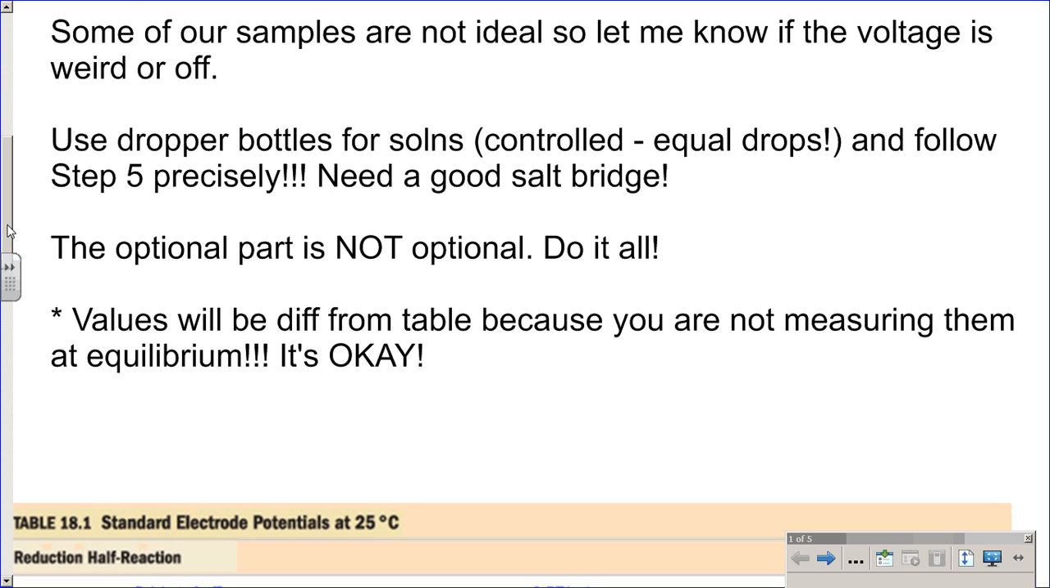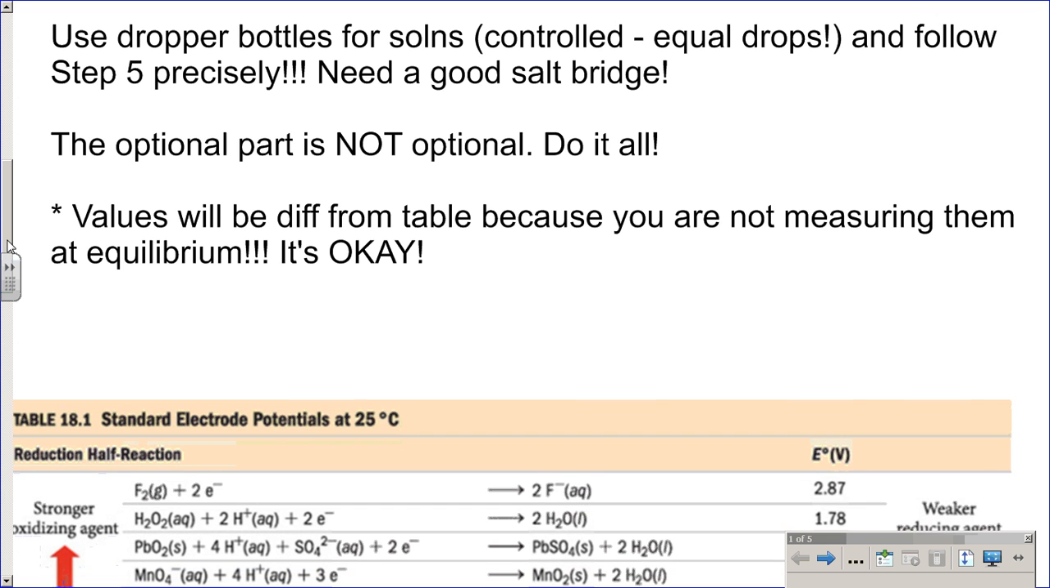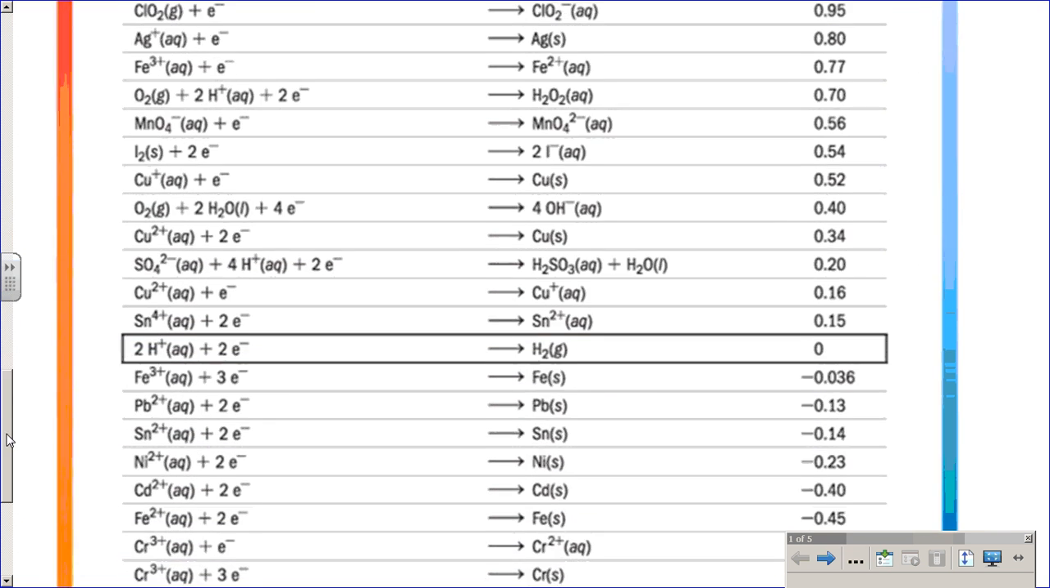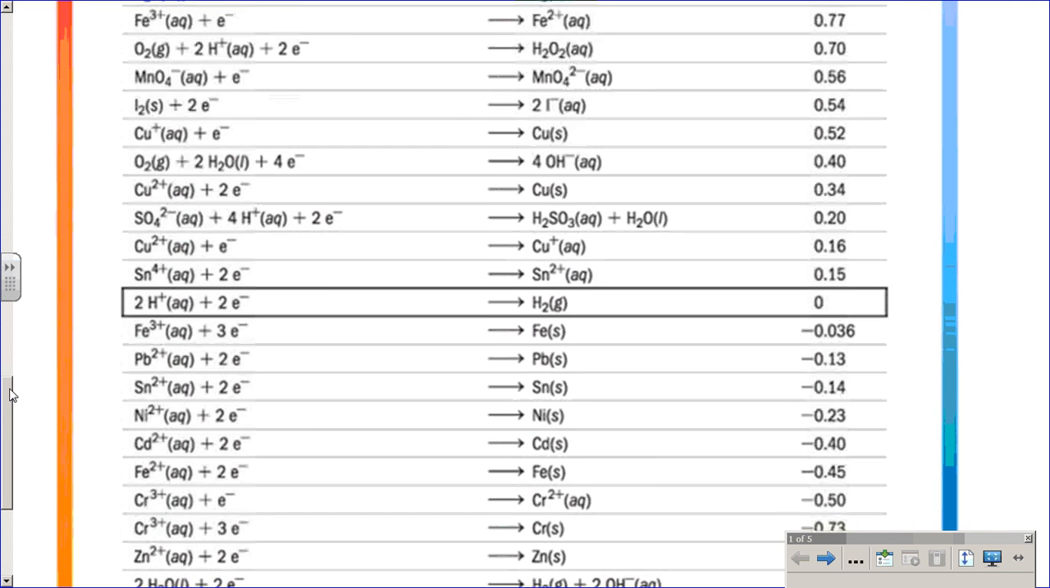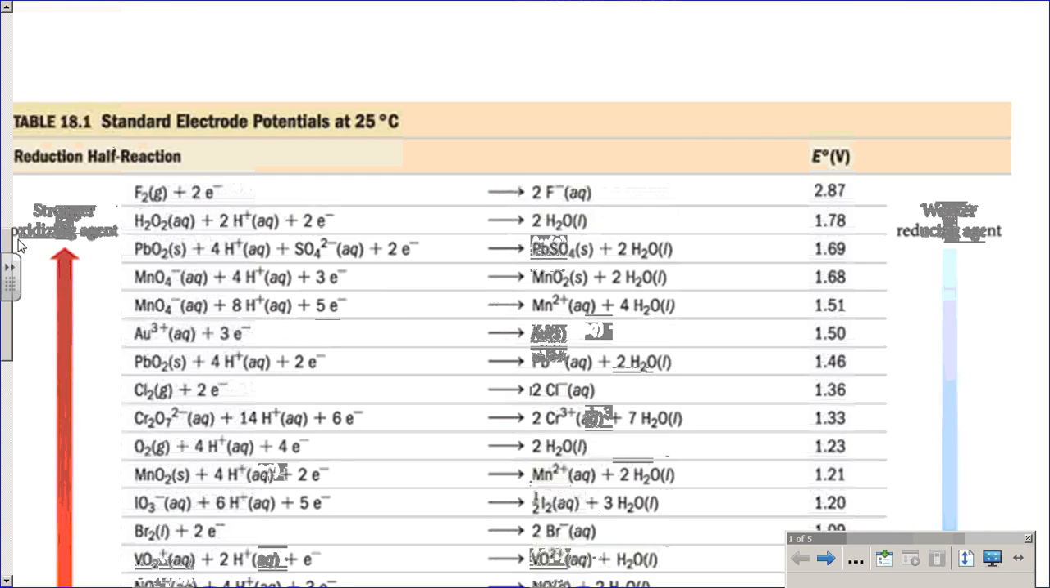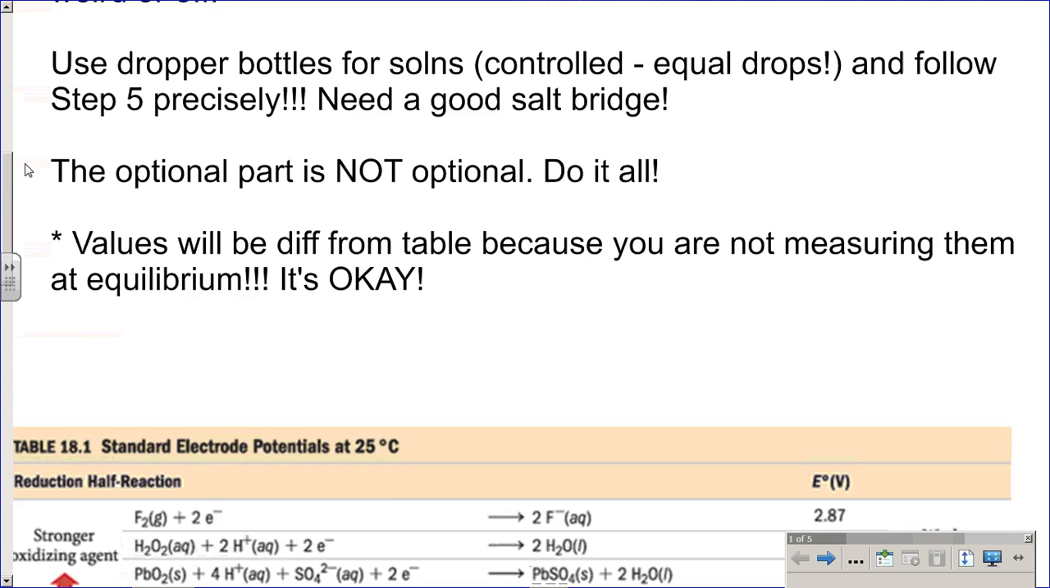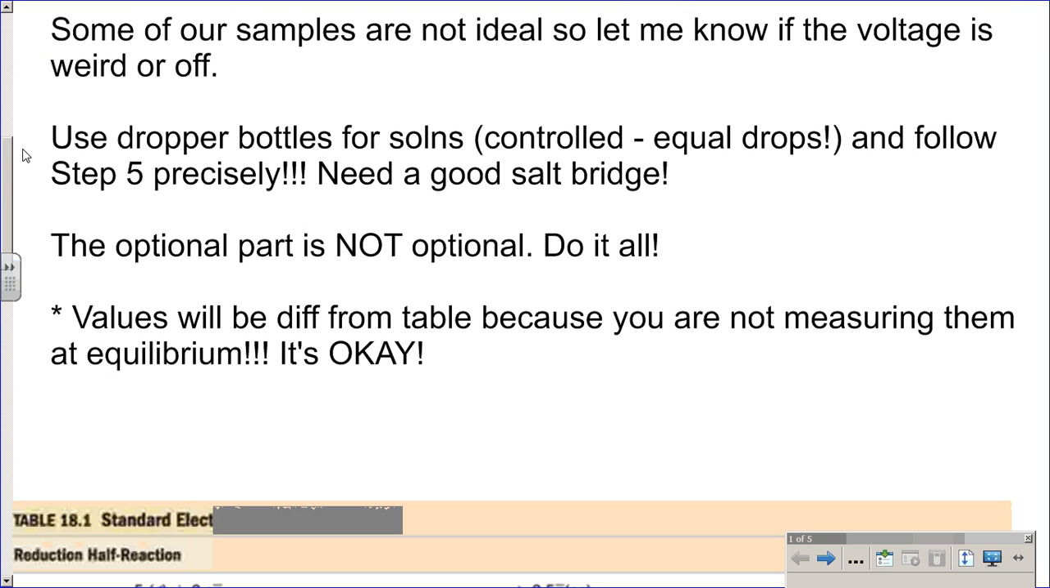This says optional part. It's not optional. You're doing it. And the values that you have, I will have this up here for you. This is the complete list from your book, but you also have access to your own reduction charts, okay? So if you can't find something, and you want a more complete list, this one's pretty complete too. So just measure them. Your values are not going to be perfect. Just kind of guesstimate where you think you're moving, okay? I'll show you where everything is.